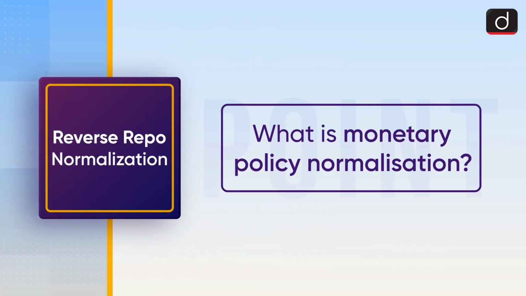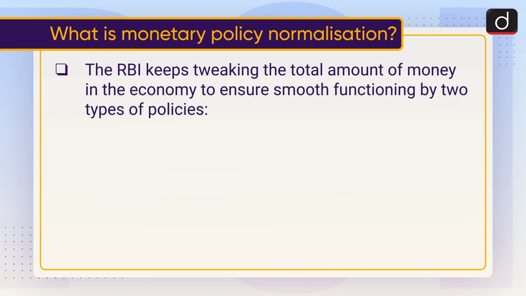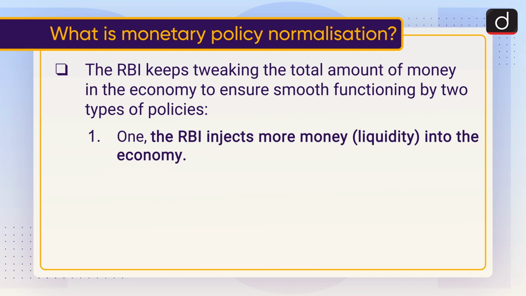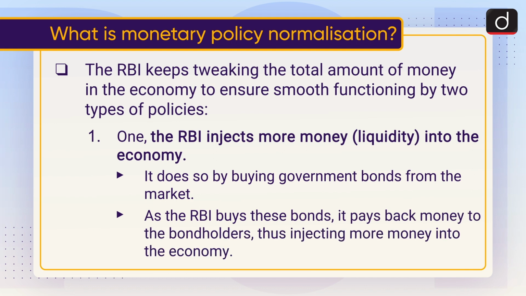Now let's understand what is monetary policy normalization. The RBI keeps tweaking the total amount of money in the economy to ensure smooth functioning by two types of policies. One, the RBI injects more money or liquidity into the economy. It does so by buying government bonds from the market, and as the RBI buys these bonds, it pays money back to the bondholders, thus injecting more money into the economy.